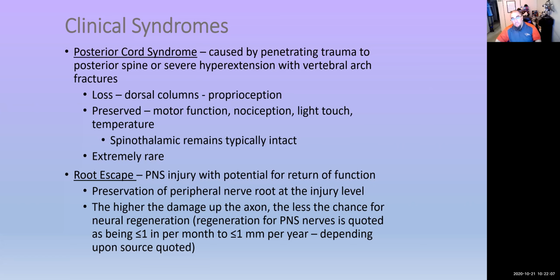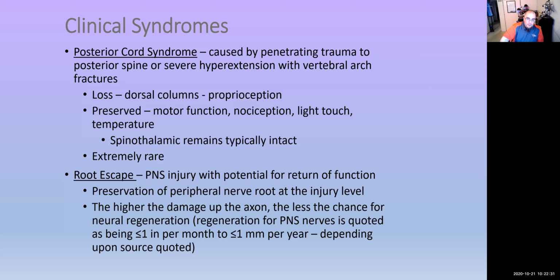This is preservation of the peripheral nerve root at the injury level, but depending on how high up the axon the damage occurs, the less chance for neural regeneration. Mine occurred after my horn cells, out at the lateral aspect of my spine. The further up the damage, the less chance for regeneration. Mine was right at the spine, so that's just the way it is.